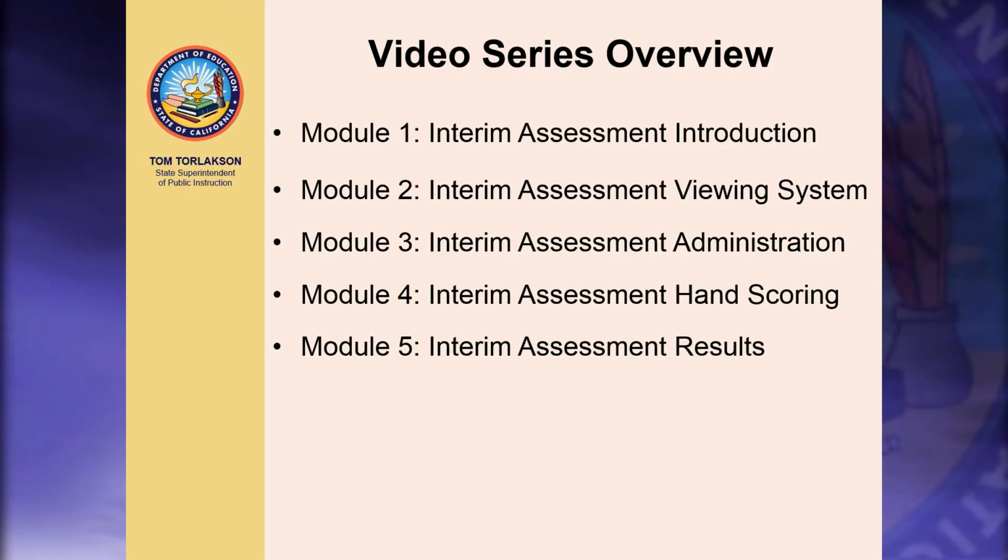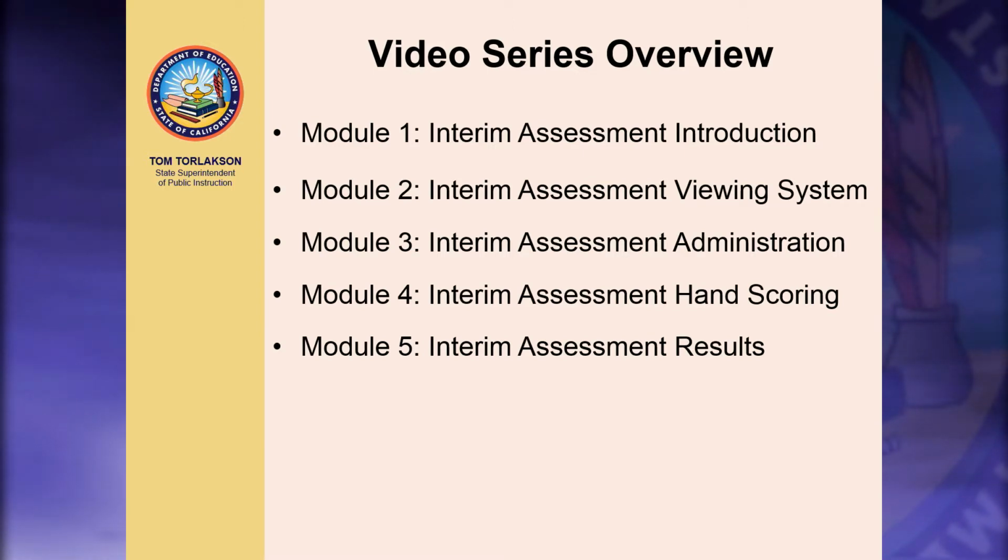Module 2 focuses on the Interim Assessment Viewing System. Module 3 covers the systems and tools needed to administer and monitor completion of the interim assessments. Module 4 focuses on the interim assessment hand-scoring system and includes the interim assessment training guides and exemplars. Module 5 describes the results available in the interim assessment reporting system and discusses the appropriate uses of the interim assessment results. Each module is 10 to 25 minutes long.